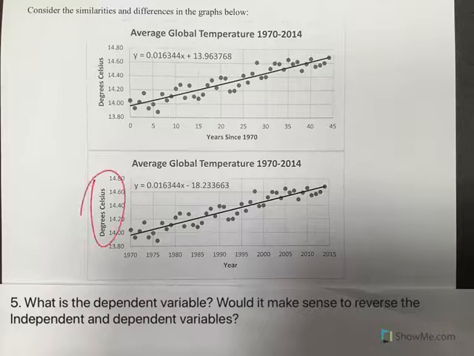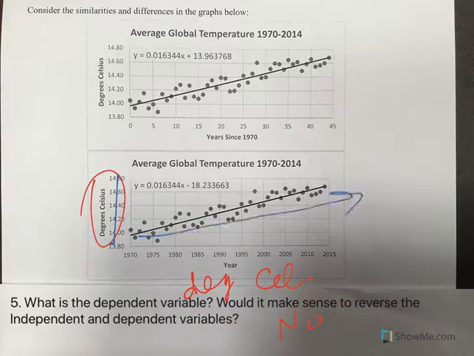Well, the dependent variable here is degrees Celsius, right? Degrees Celsius. Would it make sense to reverse these? The answer to that is no. Right now, we can say that the degrees Celsius depend on the year, right? As the years get closer to the current, closer to 2018, our degrees Celsius increase. It would not make sense to say the year depends on the degree. You can't say it was 12 degrees Celsius and say, oh, that must have been 1962. That's not necessarily how it goes because multiple years might have the same temperature. So the degrees have to depend on the time. That's just what makes sense.